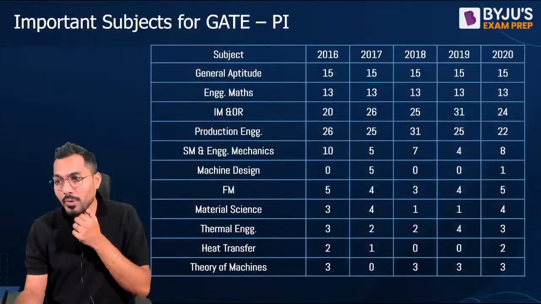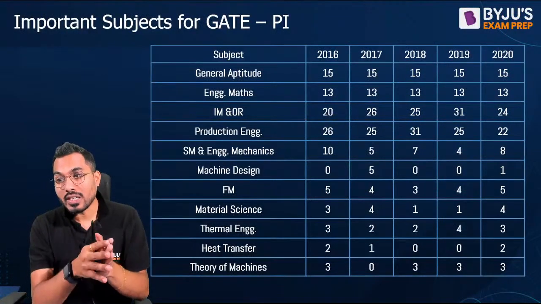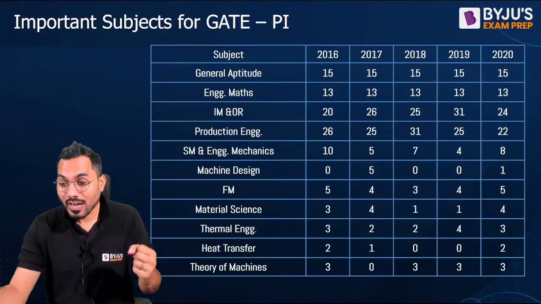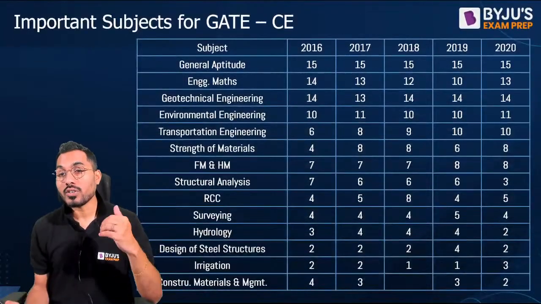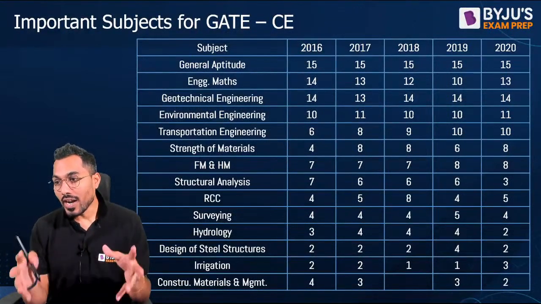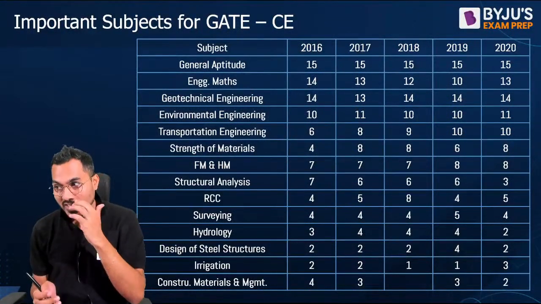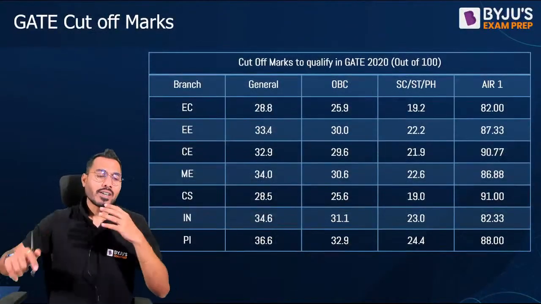If you talk about production engineering, manufacturing processes and industrial engineering consist of a chunk of marks, right? And you should study those heavyweight subjects. If you talk about civil engineering, geotechnical, environmental engineering, transportation engineering and strength of materials consist of the maximum marks, according to which you have to study. Now let's start our discussion.